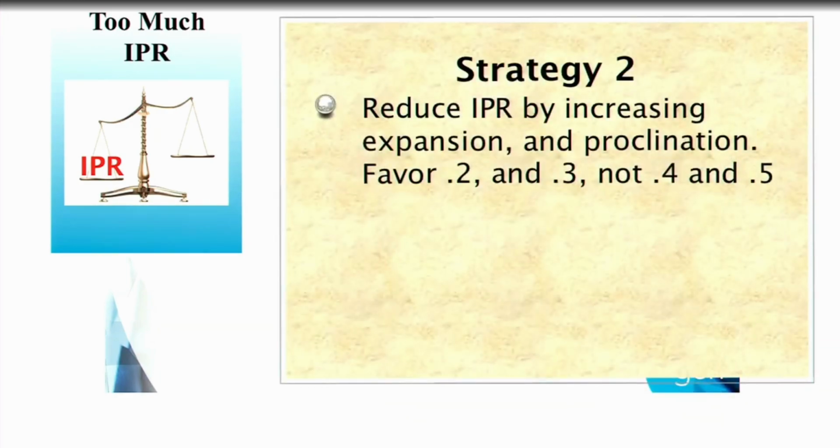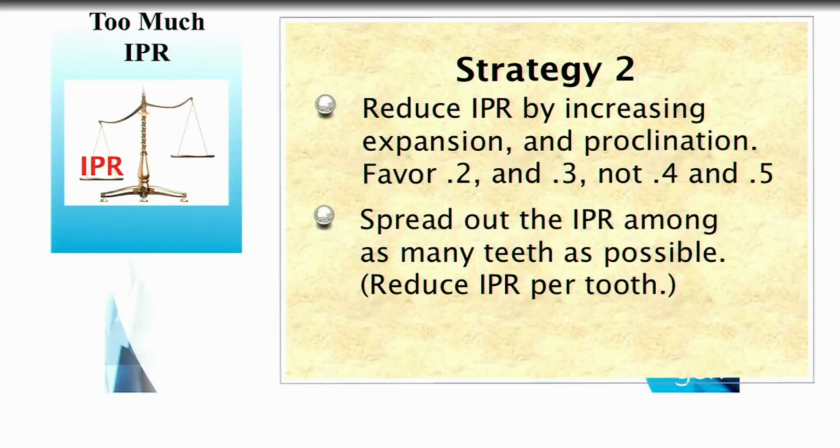Okay, so the second strategy is to spread out the IPR among as many teeth as possible. The only reason you can't do this sometimes is if you've asked for the midline to be in a certain place, then you only have half the teeth under which you can distribute them all.